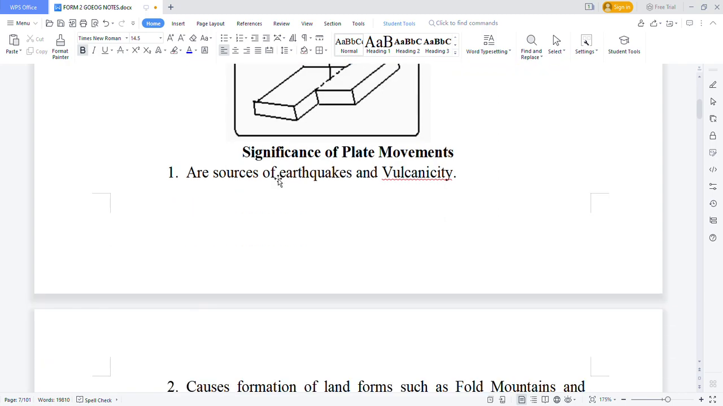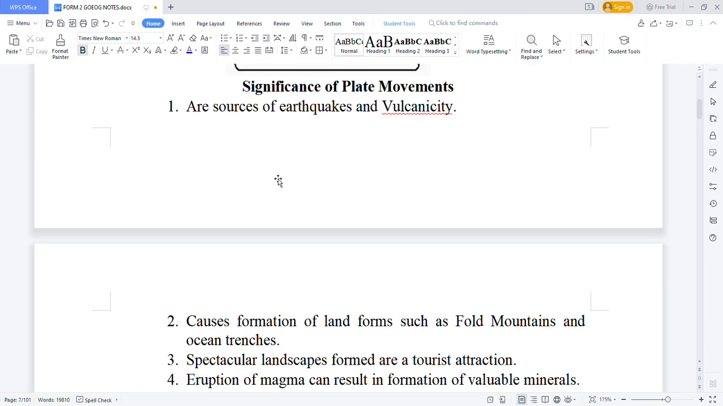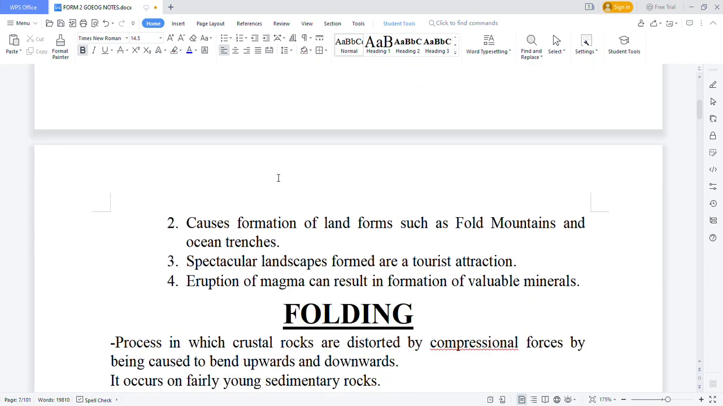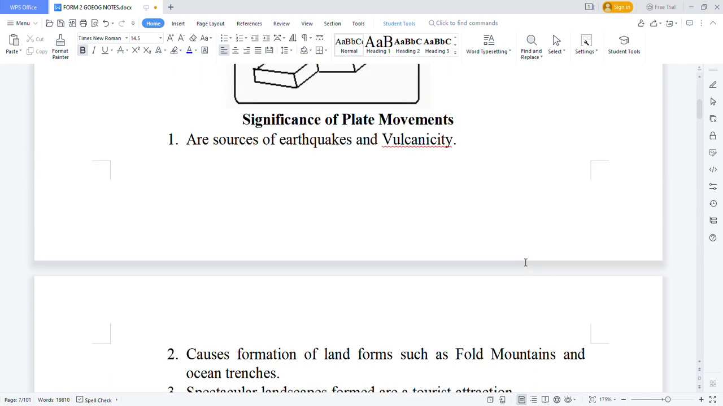Significance of plate movements. What are the importance or significance of plate movements? They are a source of earthquakes and volcanicity. They cause the formation of landforms such as fold mountains and ocean trenches. Spectacular landscapes formed are a tourist attraction. The eruption of magma can result in the formation of valuable materials. Those are the effects or significance of plate movements.